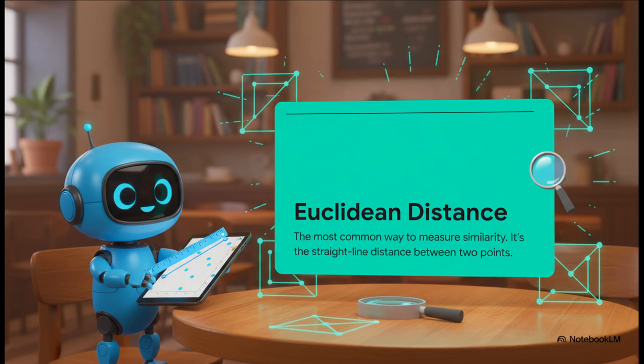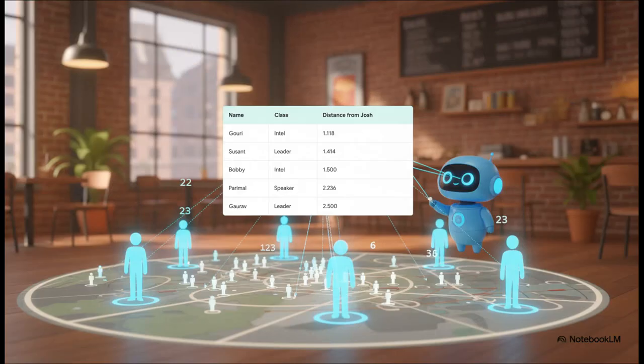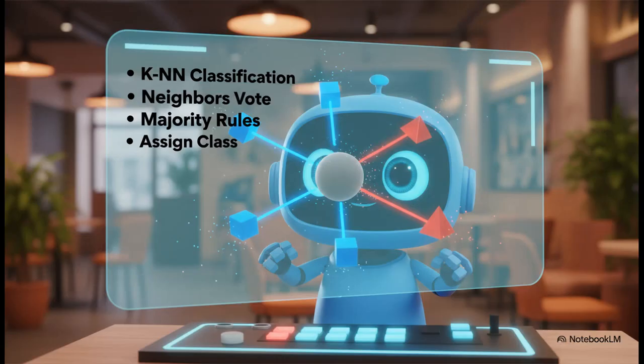So how do we measure closeness? We use Euclidean distance, basically a straight line between 2 points. After calculating the distance to everyone else, we find these are Josh's 5 nearest neighbors. Now comes the cool part. These 5 neighbors get to vote on Josh's class using majority voting.